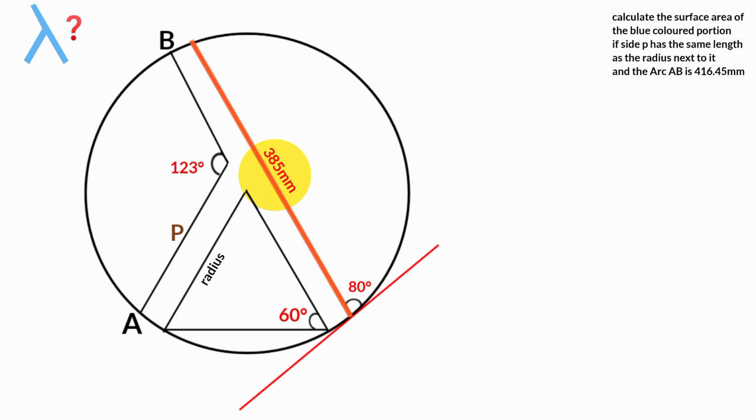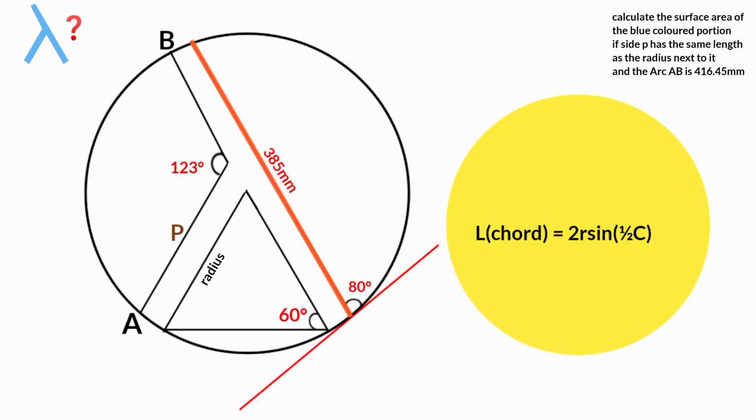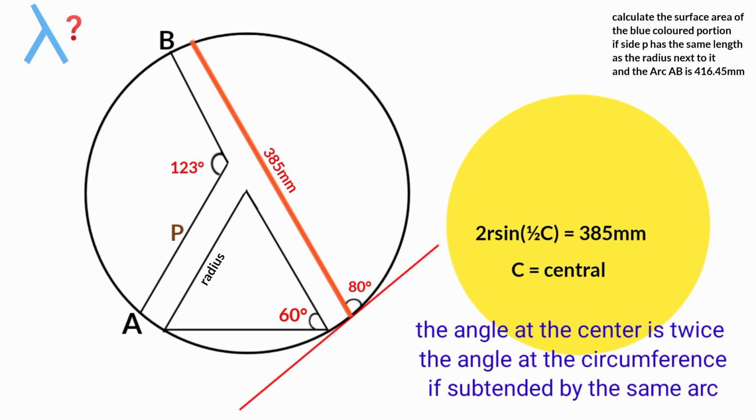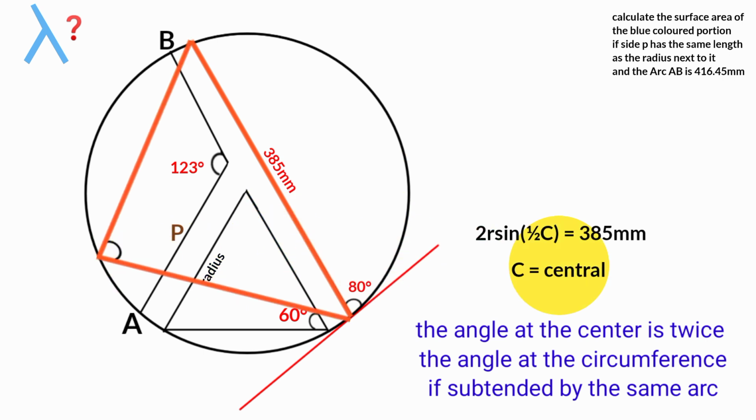We can see it is a chord of the circle, and the formula for calculating the length of a chord is 2r sine 1 over 2c. If we equate that to the length, 2r sine 1 over 2c equals 385 millimeters. C is the central angle, that is the angle it subtends to the center. But recall, any angle an arc subtends to the center is twice the angle it subtends to the circumference. So if we draw out the angle it subtends to the circumference, since the angle at the center is C, this will be C over 2, which is the same as 1 over 2c.